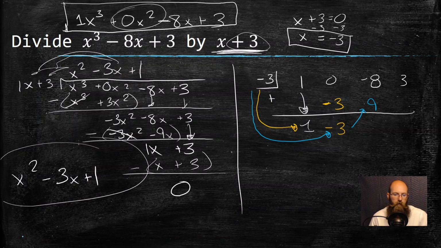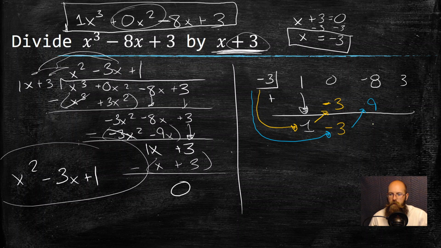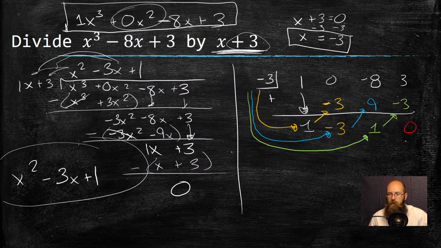Oh, I should have done that arrow before. Let me fix that real quick. Oh, not red. I want pumpkin spice. All right, and then I'm adding straight down. Negative 8 plus 9 gets me 1. And then that 3 goes to that 1 and gets me a negative 3. And then I add straight down, and I get 0.